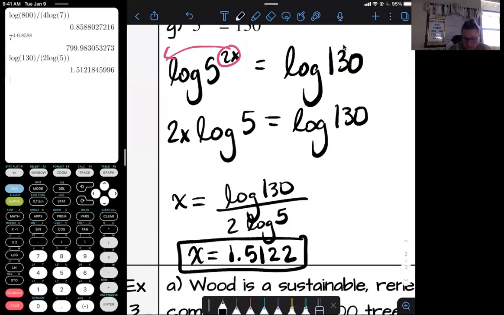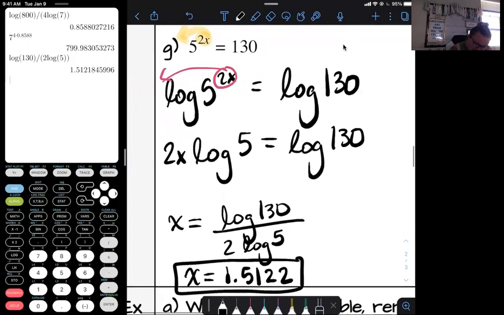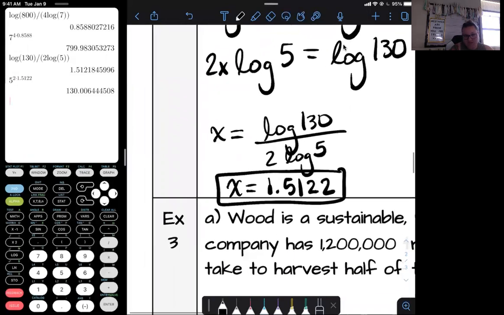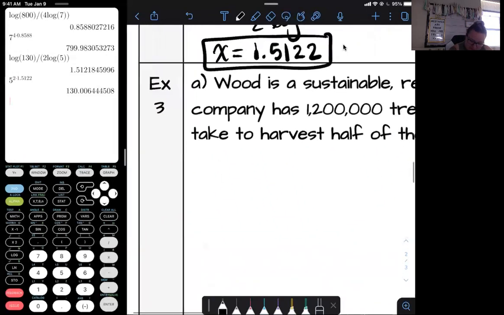All right, so you should have gotten x equals 1.5122. When I check that answer, I'm going to take 5 to the 2 times 1.5122, and I get 130.006. So that would round to 130. So it's an approximation, and that will get us as close as we can to the right answer.